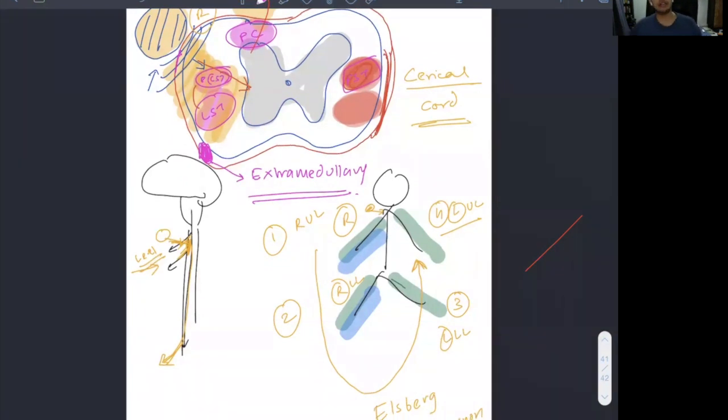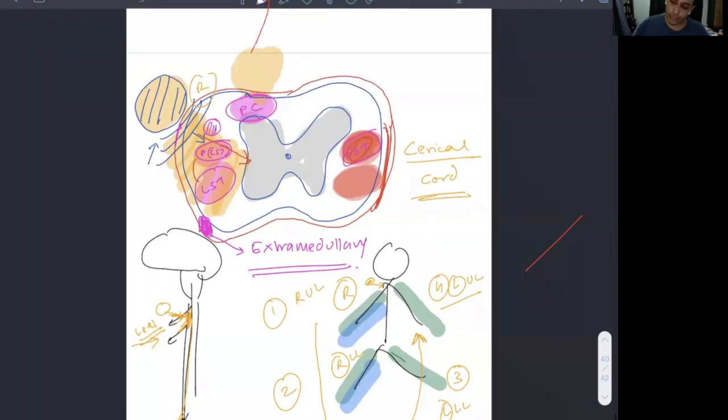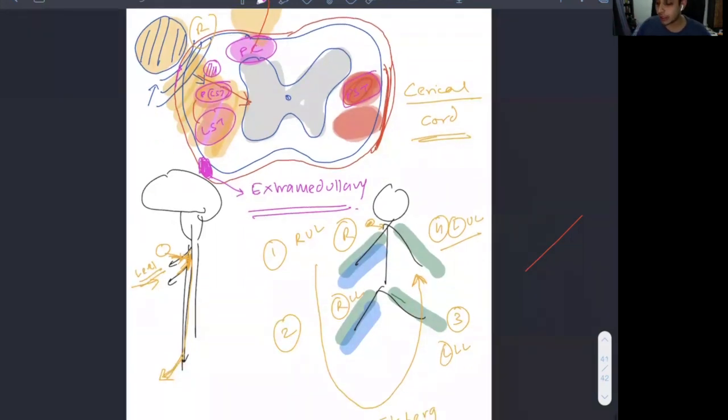Now this is not a 100% rule. It is very subjective. There can be a lesion which is inside the cord substance that can also cause this phenomenon, or there could be a lesion outside the dura that could cause this phenomenon. But overall, this lesion is caused by something in between the dura and the cord.